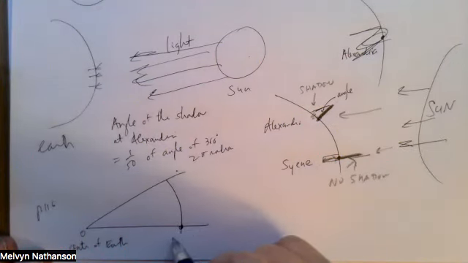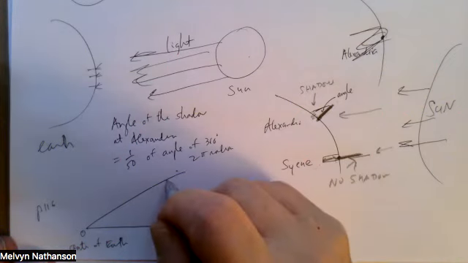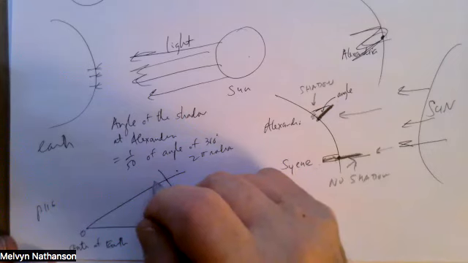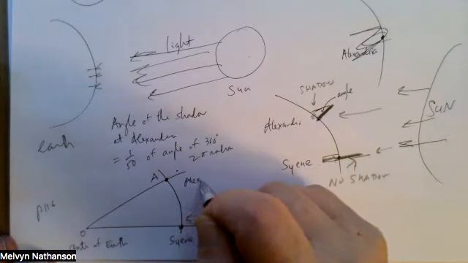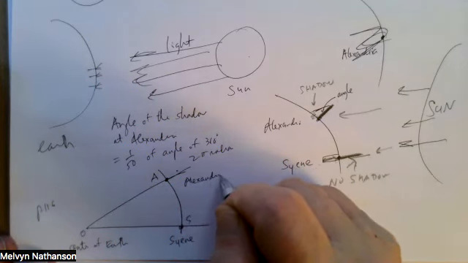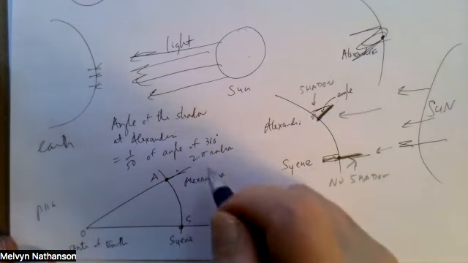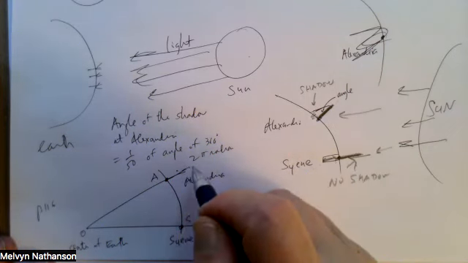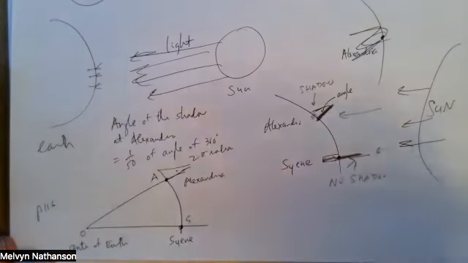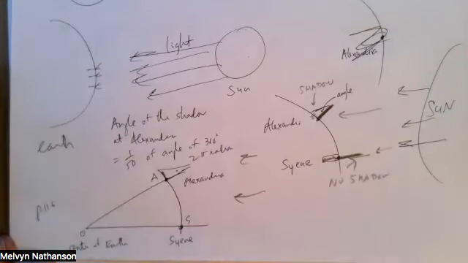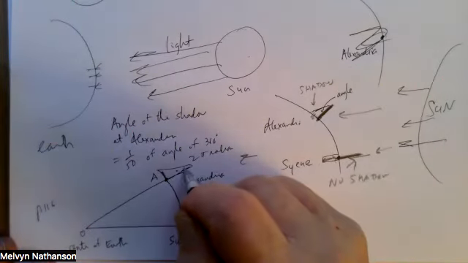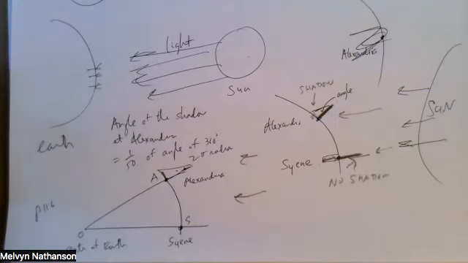Here, for this point S, that's Syene. For this point A, that's Alexandria. And here you have, this is the sunlight coming in. This is the shadow. And this angle is 1/50 of the circle, 1/50 of a whole angle.